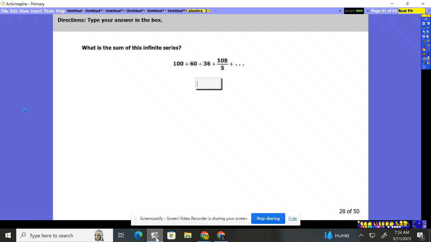28, what is the sum? So we need a summation of this infinite series. So it's going down, infinite series. It's going to be approaching zero. So we're able to add all these together.